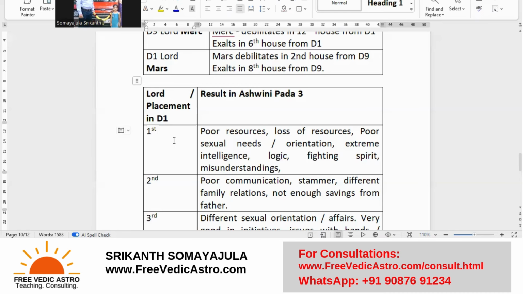Second is Jupiter placed in the 9th house, right? So I'm taking both the lordship and also the placement. In the D1 chart, you have to look at both and then combine it all together to find out what it is doing with Pada 3. This is how the result has to be spelled out. It takes a little bit of time. I understand it's complex, but you can achieve it, right?